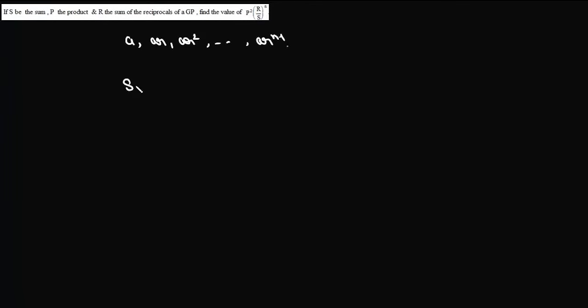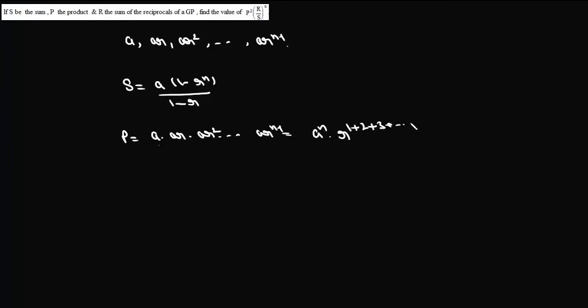Now we know that the sum of this GP will be a (1 minus r to the power n) upon (1 minus r). Now the product of all terms will be a into ar into ar square up to ar to the power n minus 1. So there will be a into a into a n times, that is a to the power n. And then r to the power 1 plus 2 plus 3 up to n minus 1, which is (n minus 1) n by 2. So this is a to the power n, r to the power n(n minus 1) by 2.